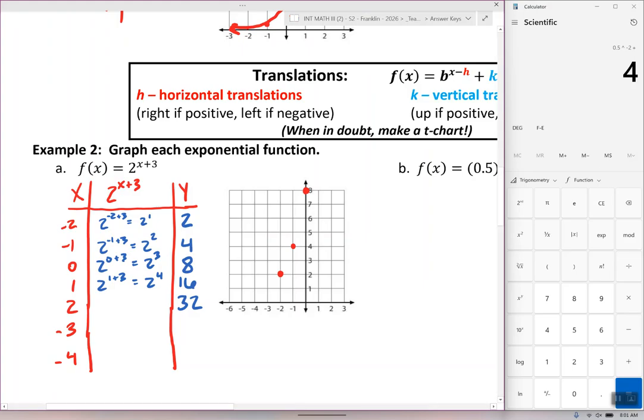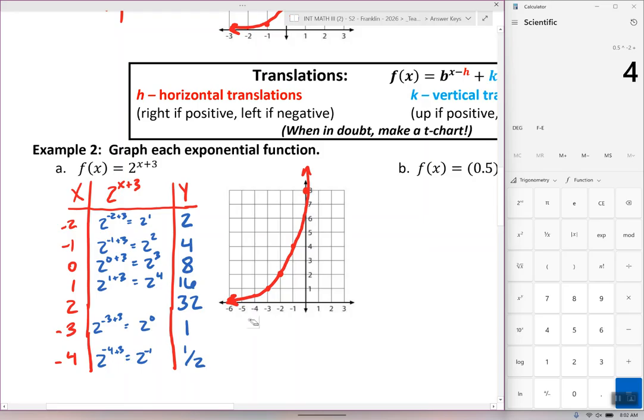So this one was -3 gives us 2 to the -3 plus 3. That's going to be 2 to the 0, so that's a 1. And -4 plus 3 is -1. So that's 1/2. That feels a little better. So -3, 1, -4, 1/2. Now I can see what's happening. Now we're going to approach 0 here. So this is what my graph looks like.